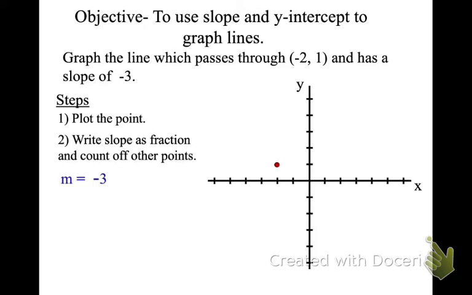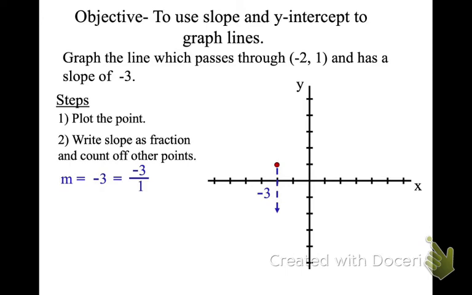So -3 over 1. That way I can do my rise over run, which we talked about yesterday. This is your rise, and this is your run. So we're going to rise -3, and that means we're going to go down 3 units. Okay, from that point, I'm rising -3, and then I'm running +1. Positive is to the right, negative is to the left. For the rise, positive is up, negative is down.